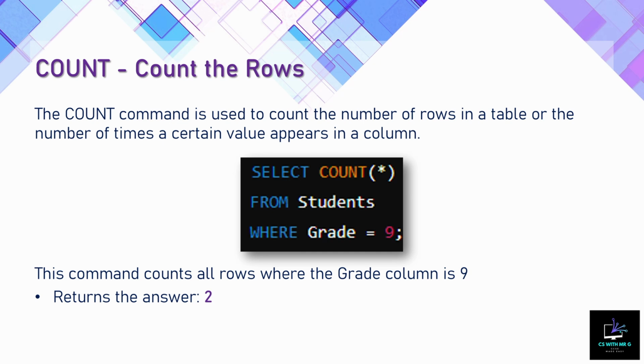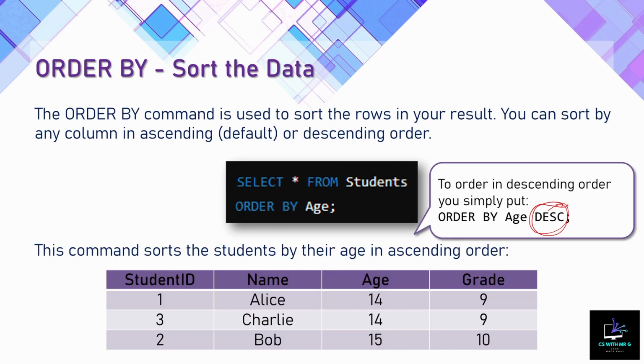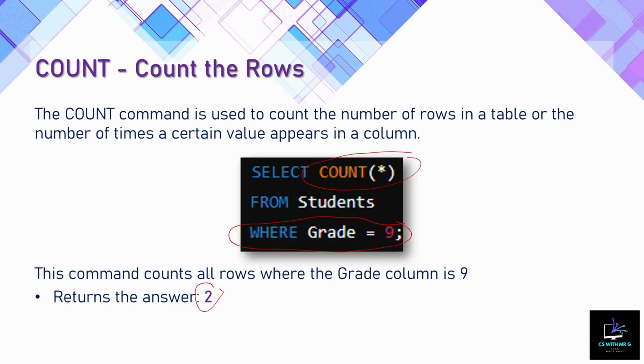So as you can see, I've used the SELECT COUNT on all records in the table from the table students where grade equals 9. So I've used the WHERE statement to filter out the students who got a grade 9. And then I've counted how many got a grade 9, which was only 2. If I just go back to the information, you can see Alice got a 9, Charlie got a 9, Bob got a 10. So I want to select the students who got a grade 9, and the answer was only 2.